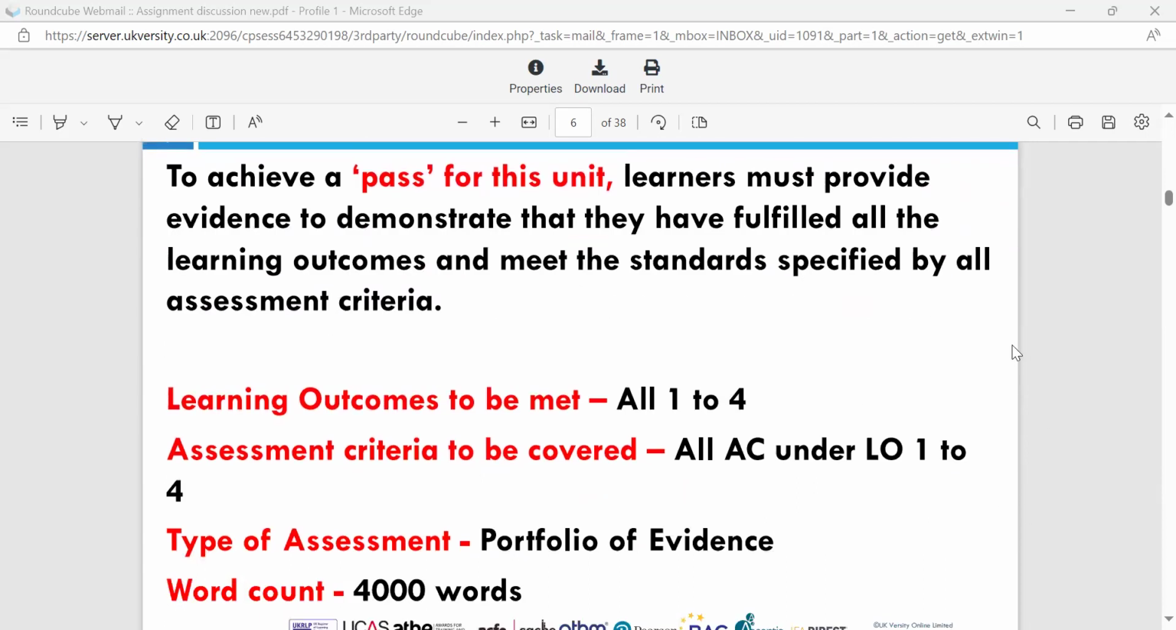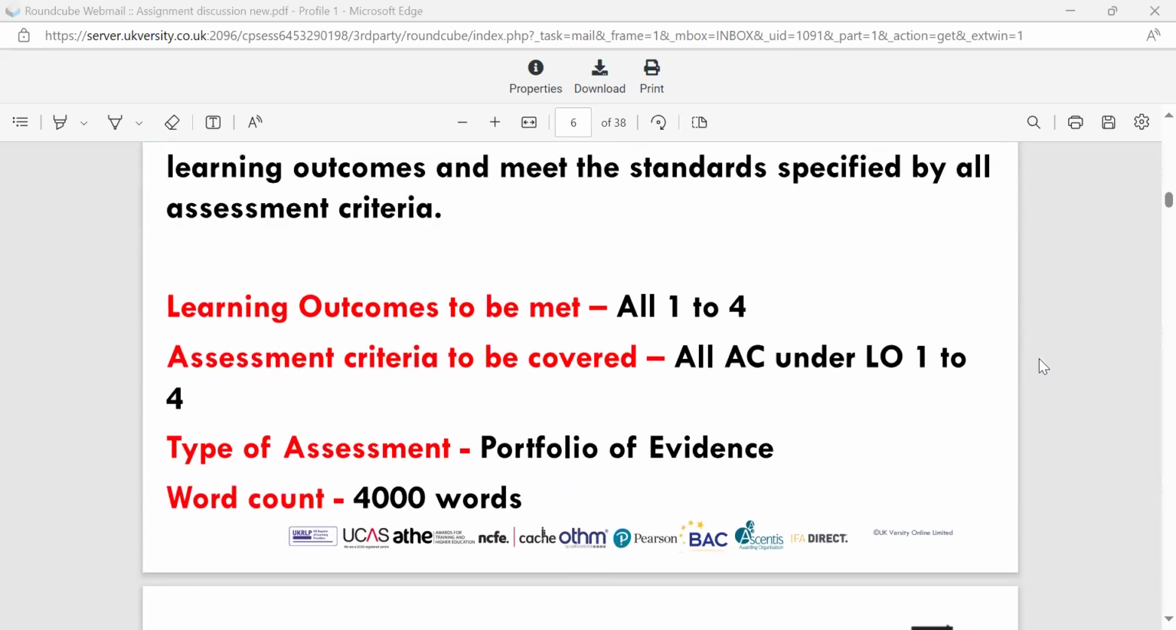Assessment. So to achieve a pass for this unit, learners must provide evidence to demonstrate they have fulfilled all the learning outcomes and meet the standards specified by the assessment criteria. So learning outcomes to be met, all learning outcomes need to be met, from learning outcome 1 that we've gone through to learning outcome 4. So all them assessment criteria need to be met. Okay, so you need to meet learning outcome 1 to 4.